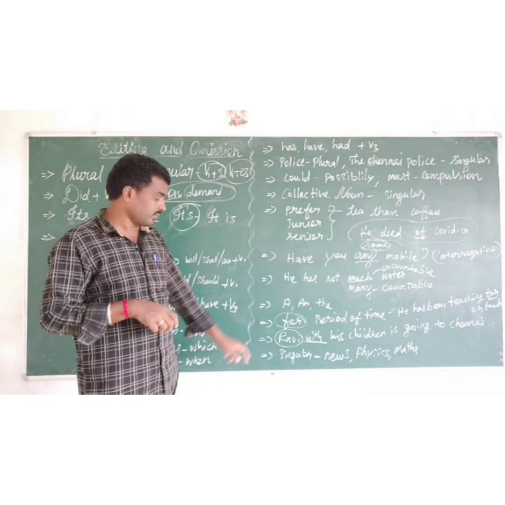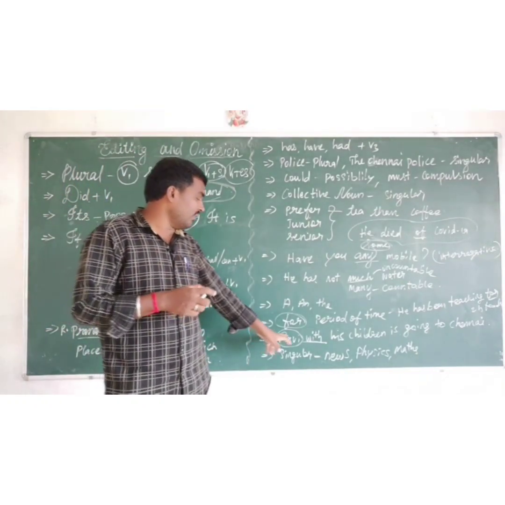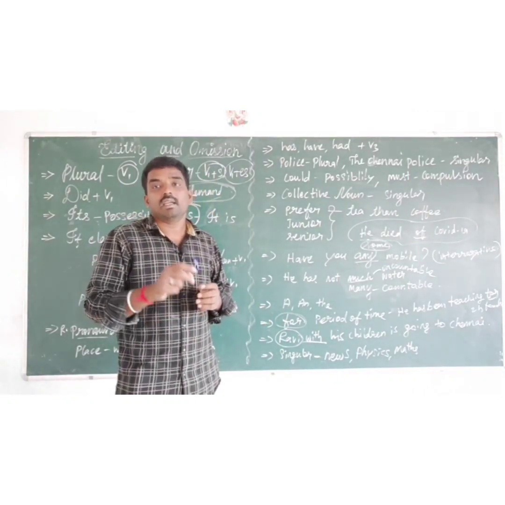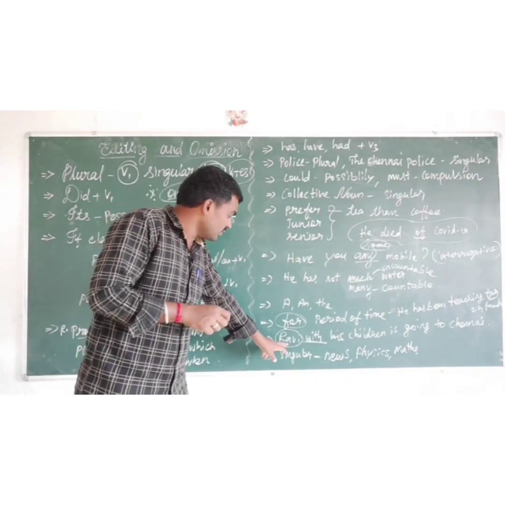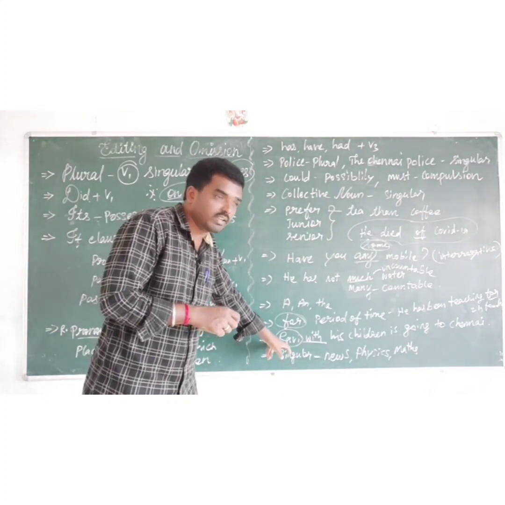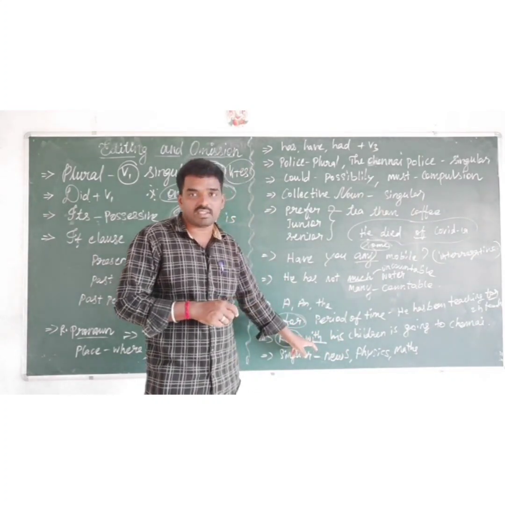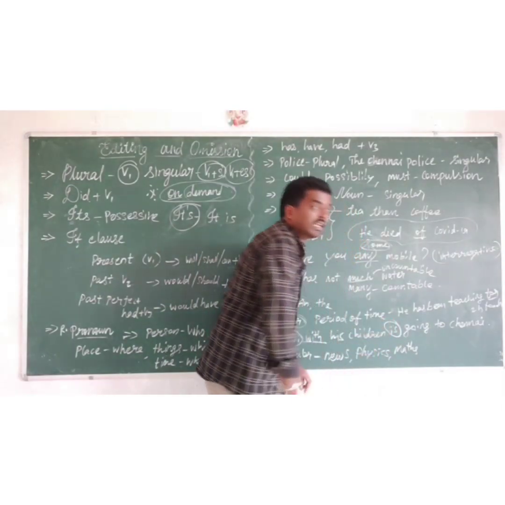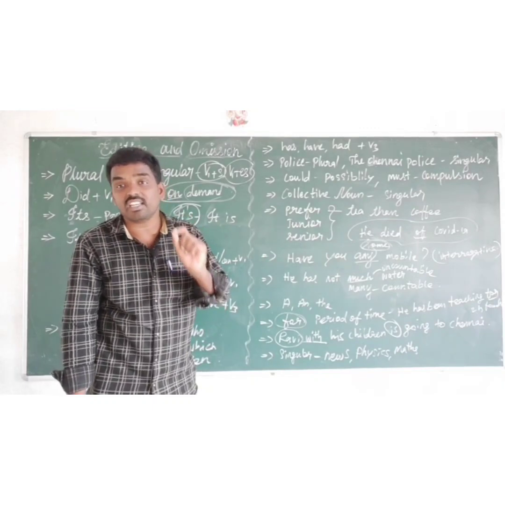Next, with. What is with? Ravi with his children. If you find with, we take the first noun. There are 2 subjects, 2 nouns. Ravi is one noun, his children is one noun, and in between there is with. Ravi with his children is going.